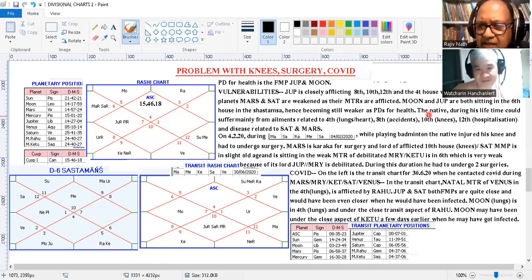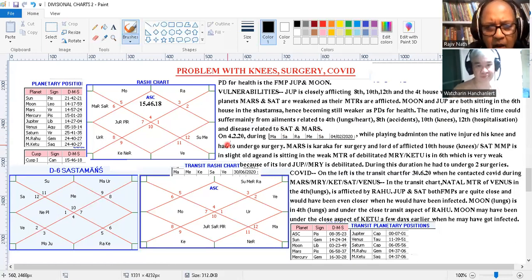The native during his lifetime could suffer mainly from ailments related to the 4th, that is lungs and heart; the 8th, accidents; the 10th, knees; the 12th, hospitalization; and disease related to Saturn and Mars.